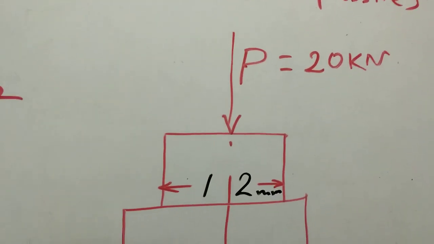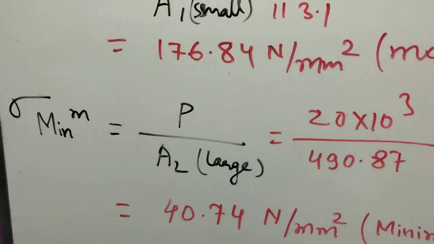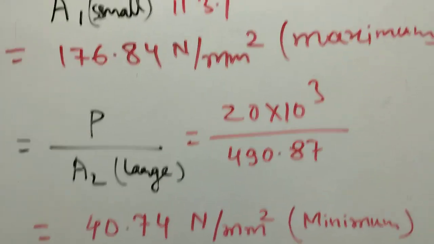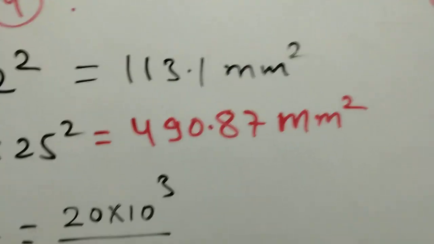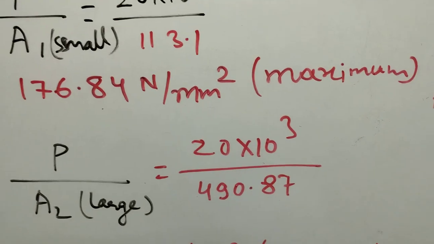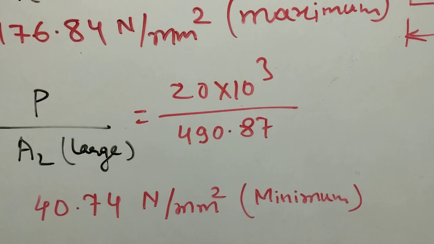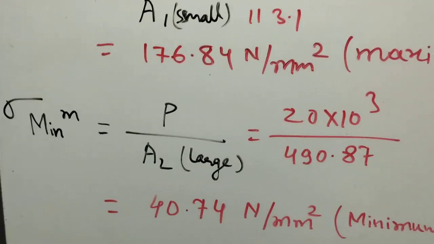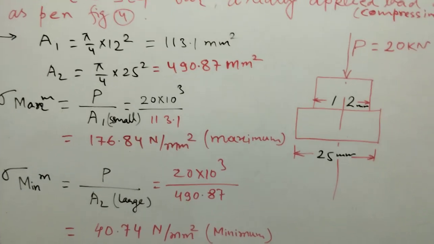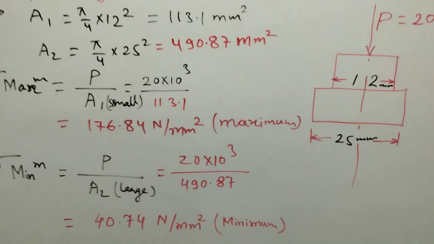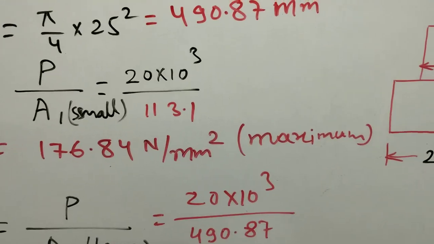This is the maximum stress on the smallest area. And the bottom is the larger area, 490.87, which was calculated above. Then we put it here and the result is 40.74 Newton per millimeter square. This is the minimum stress of the bar. Then we find out clearly in this question the maximum and minimum stresses. If the area is smaller, we get maximum stress.